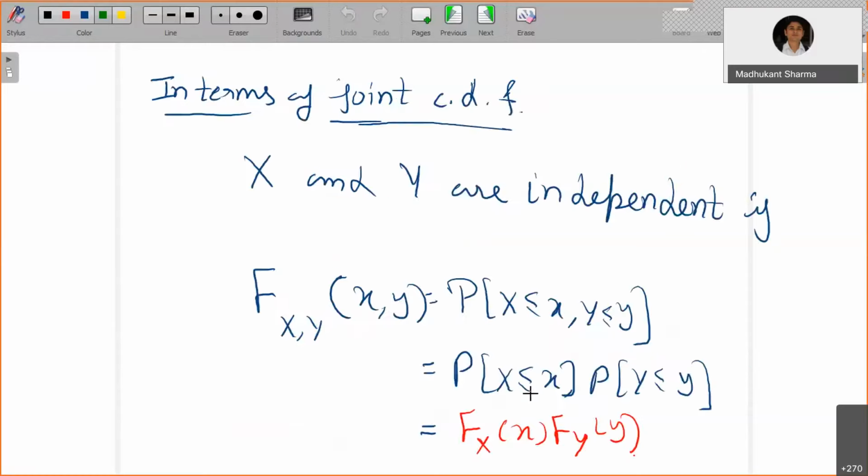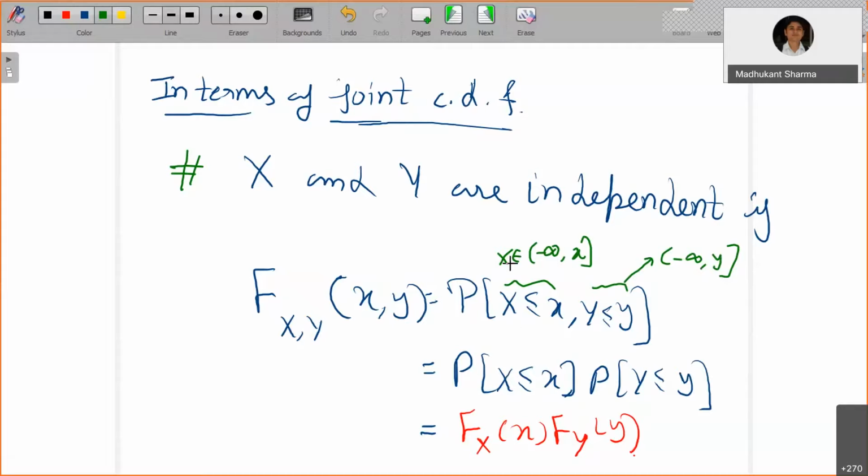In terms of joint CDF, we have F of x comma y at (x, y). If you look at the definition, it is the probability of x less than or equal to x, y less than or equal to y. Recall that this is x belongs to the set minus infinity to x closed, and here y belongs to the set minus infinity to y closed, because equality is included. These two things are equivalent.